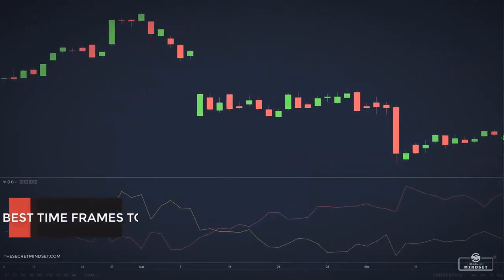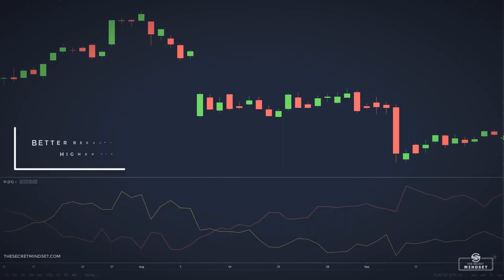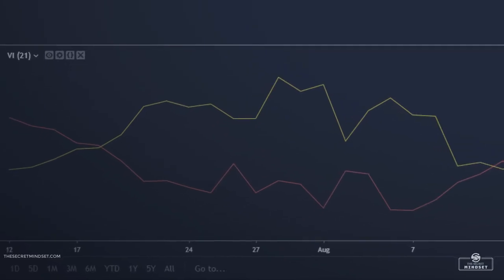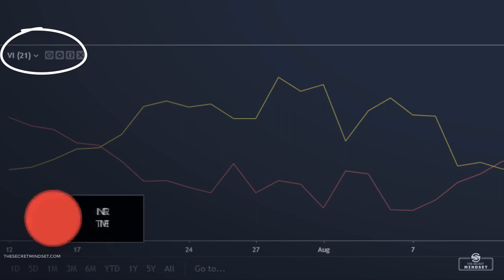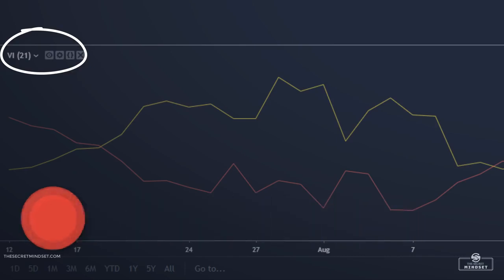Like most indicators, the Vortex one can be used in almost all time frames and is market neutral. However, you will have better results when you use it on longer time frames, such as daily charts, because the price noise in lower time frames will produce many false signals. If you do use the Vortex indicator on a very short time frame, such as the 5-minute chart, I suggest increasing the indicator's value from 14, the default setting, to 21 or 30 to smooth out lateral price movements.